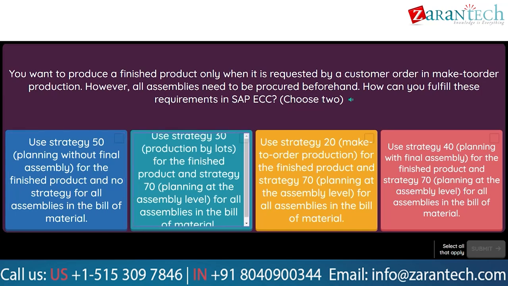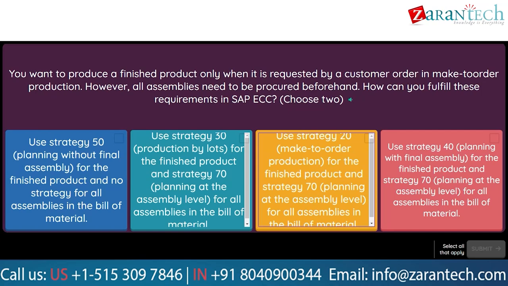Option 2. Use strategy 30, production by lots, for the finished product and strategy 70, planning at the assembly level, for all assemblies in the bill of material. Option 3. Use strategy 20, make-to-order production, for the finished product and strategy 70, planning at the assembly level, for all assemblies in the bill of material. Option 4. Use strategy 40, planning with final assembly, for the finished product and strategy 70, planning at the assembly level, for all assemblies in the bill of material.